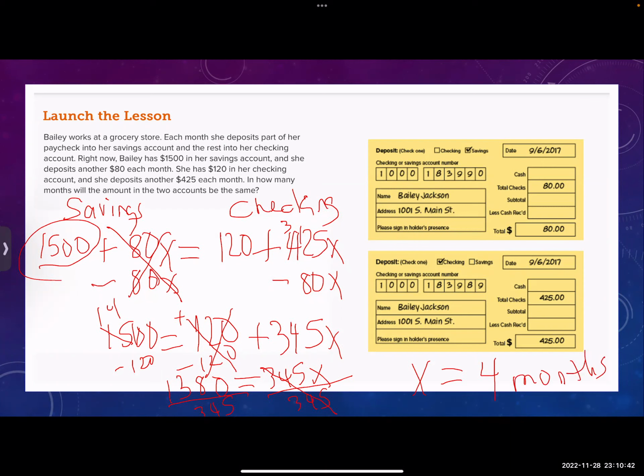Oh, you want to know how much money she saved up? Well, I can put the 4 into one of the problems. Let's do this one. 4 times 80 is 320. 320 plus 1,500, she'll have 1,820. In 4 months, she'll have 1,820 in the savings and 1,820 in her checking. So she's doing a nice job. Maybe she wants to buy a car. Maybe she wants to move out. It's real life problems. How do we use algebra to solve real life problems?